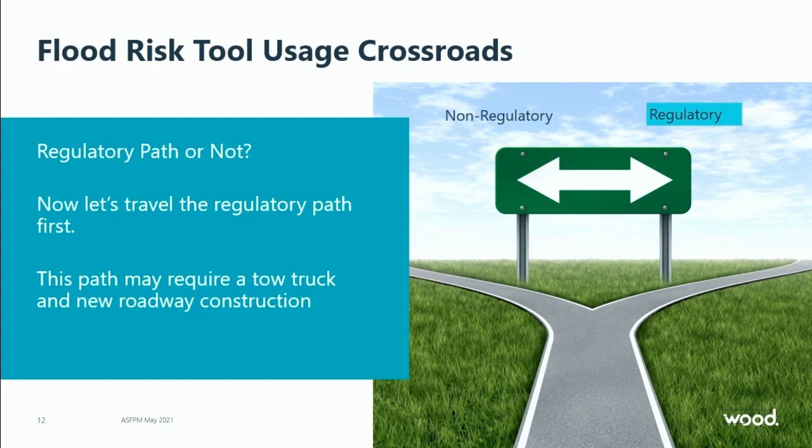Now, I'm going to give you fair warning. This is not as clear cut as the non-regulatory path. We may need a tow truck to get us out of the ditch, or we may have to build a new road just to get from point A to point B because the old road just won't travel that way anymore.